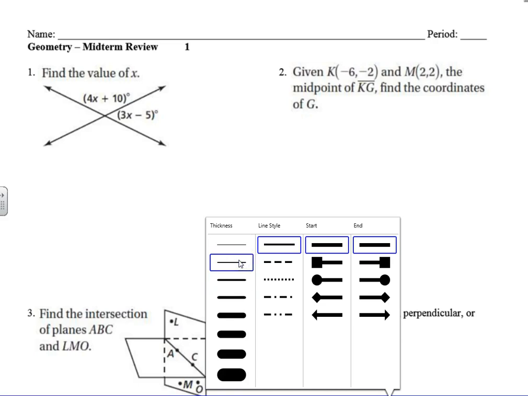Hey, Mr. Zacek back and better than ever here, getting ready for our midterm exam. So I'm going to do some review today, and this is going to be a video key for what we've got going on. I'm going to answer the questions, share some tips to recognize with it. So in number 1, it says find the value of x.